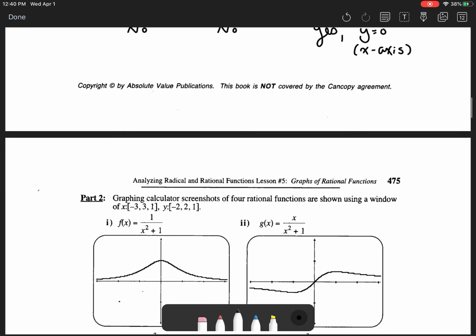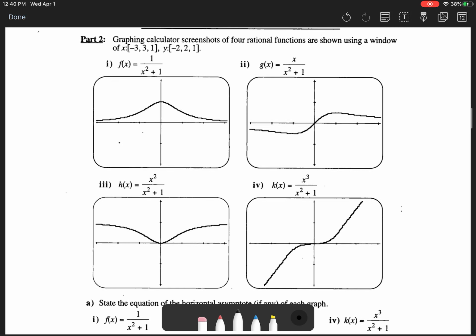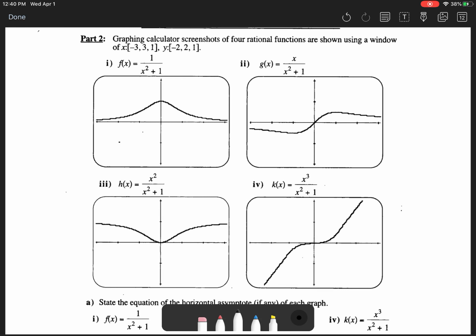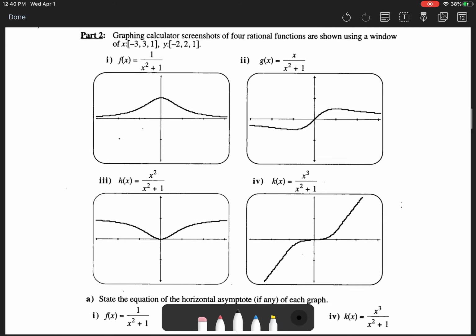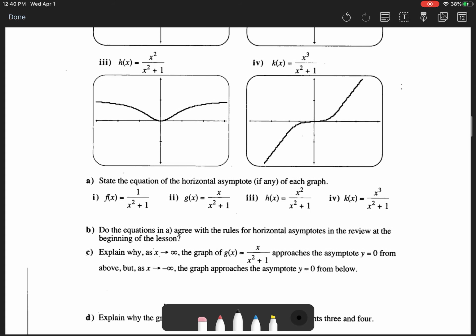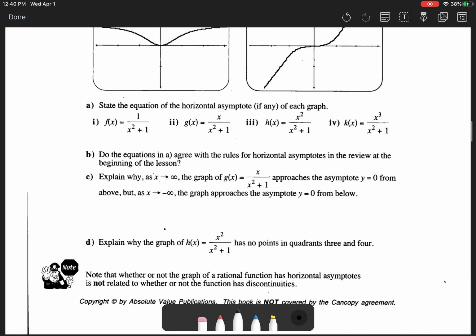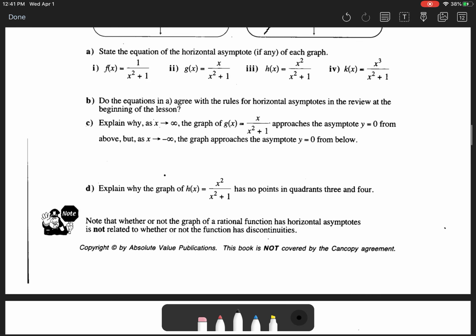Okay, next page. Part 2 basically gives us 4 calculator screenshots of rational functions, and again, they give us the window settings there, so min, max, scale for both x and y. Now they're going to ask us questions both on what we see from the calculator screenshots and also on the equations that are provided for us for each calculator screenshot. So I'll scroll back and forth between the diagrams and the equations so I can explain stuff as we're going through it here.